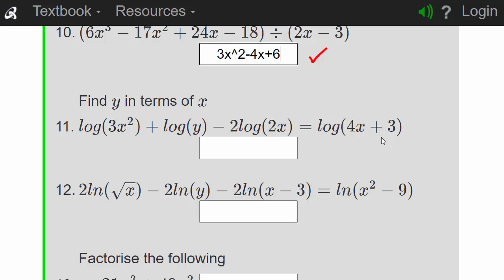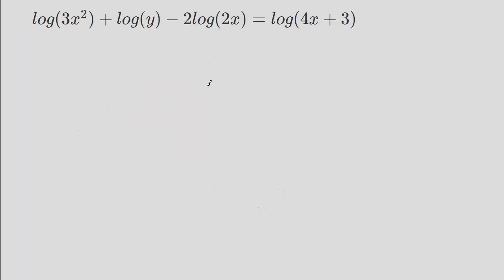Question 11. Find y in terms of x. This looks like a very complicated equation, but there are logs on both sides of the equation. So what I'm going to do is leave the y on the left hand side and move all of the terms in x onto the right hand side.